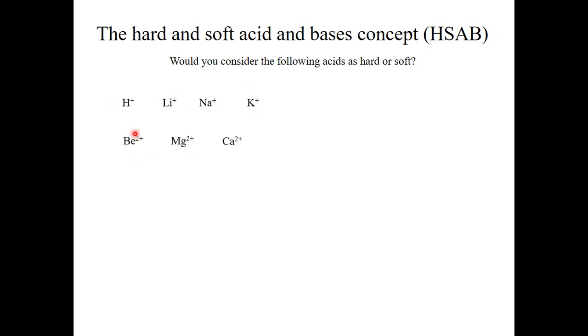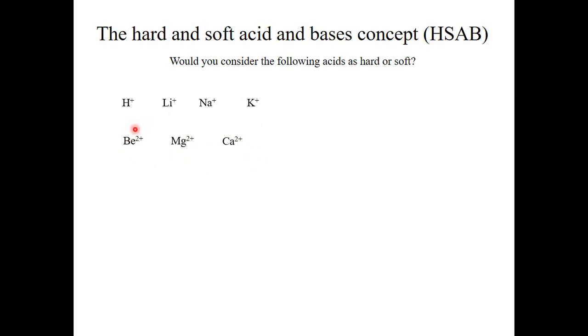Good. So now what about this here? Beryllium 2 plus, magnesium 2 plus, calcium 2 plus. Are they hard acids or soft acids? Softer than the previous series, but in this series, beryllium should be the hardest and calcium should be the softer one. Yeah, so the hardness should decline from beryllium 2 plus to magnesium 2 plus to calcium 2 plus. However, generally, these are still pretty hard.